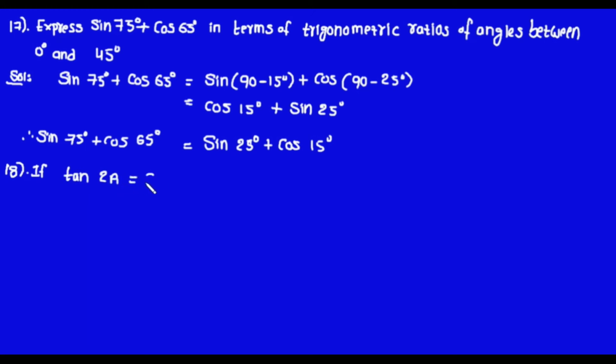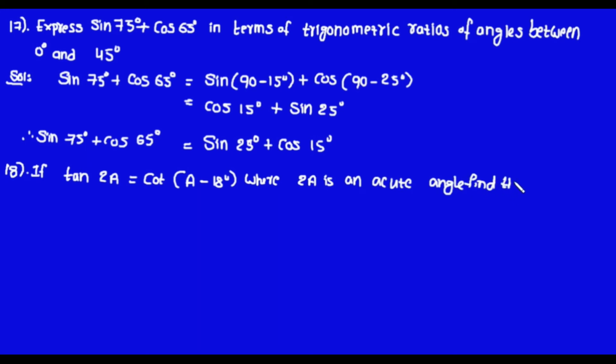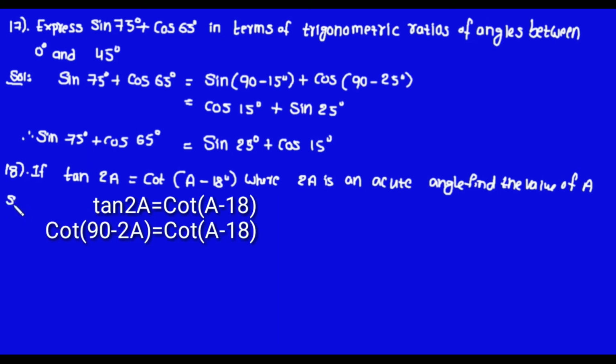Problem number 18. If tan 2a is equal to cot of a minus 18 degrees, where 2a is an acute angle, then find the value of a. Given that tan 2a is equal to cot of a minus 18 degrees, we know that cot of 90 minus theta is equal to tan theta. So tan 2a can be written as cot of 90 minus 2a, that is equal to cot of a minus 18 degrees. Now cancel the cot ratios on both sides.